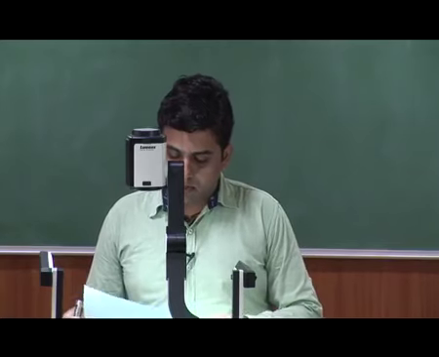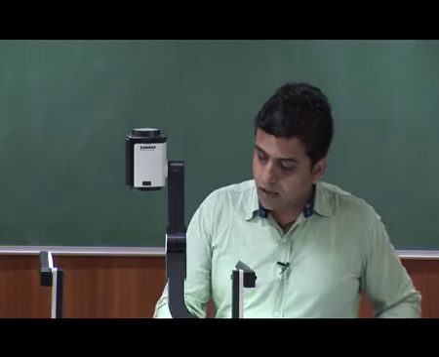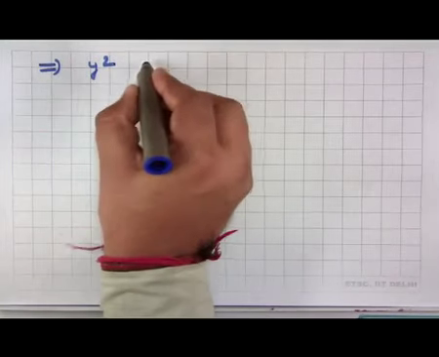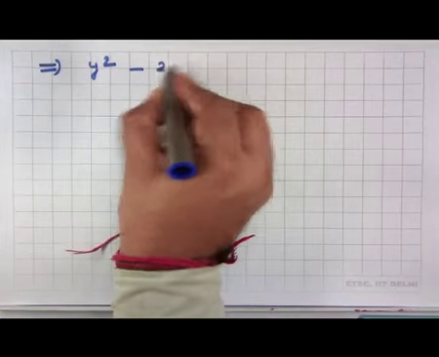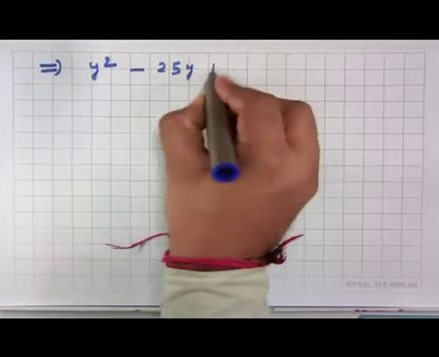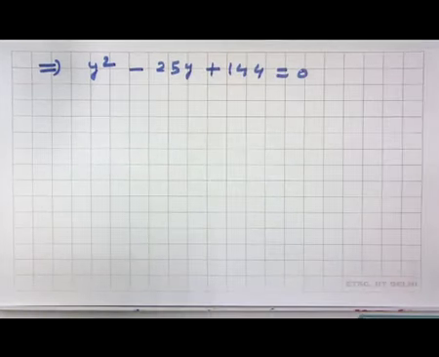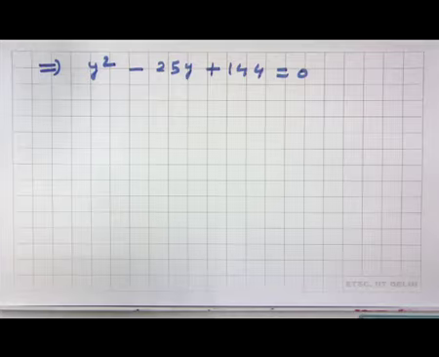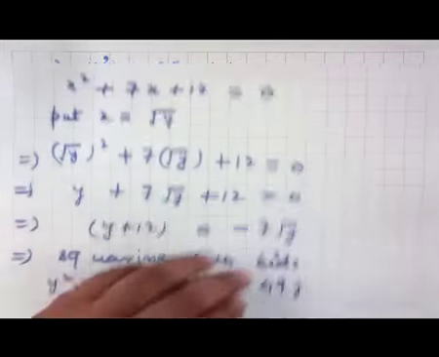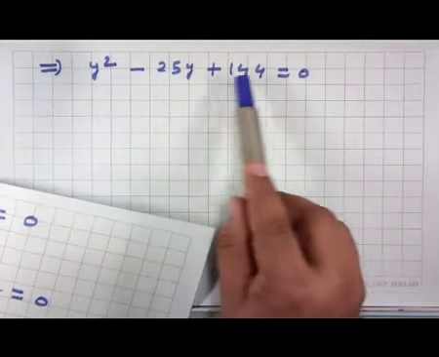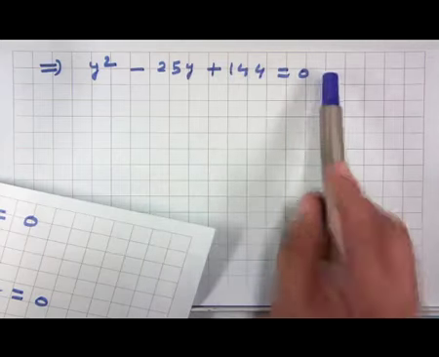Now the quadratic equation will be y square minus 25 of y plus 144 equals 0. Now let us check the roots of these two quadratic equations, x square plus 7x plus 12 equals 0 and y square minus 25y plus 144 equals 0.